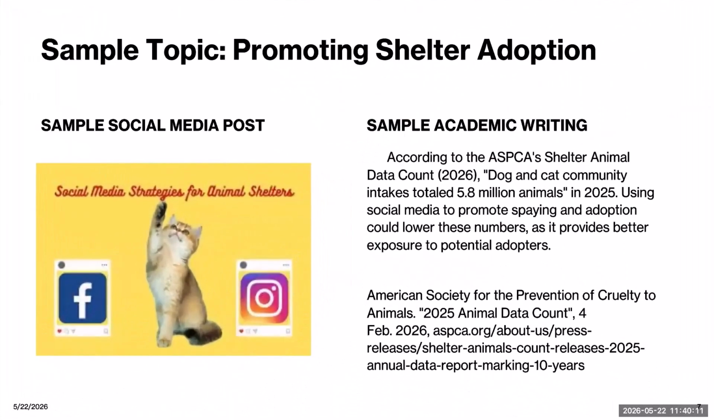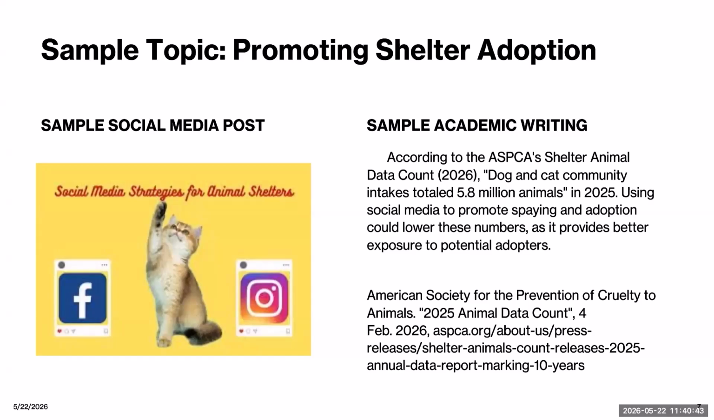A sample social media post is on the left. It's short, it gets to the point, but it doesn't really meet the needs of a paper. You can cite a social media post, but you're not going to use that as your entire paper. Instead, you want to provide your audience with data and facts to back up your claims that using social media can increase the number of adoptions from a shelter. And of course, you want to argue why this is important.